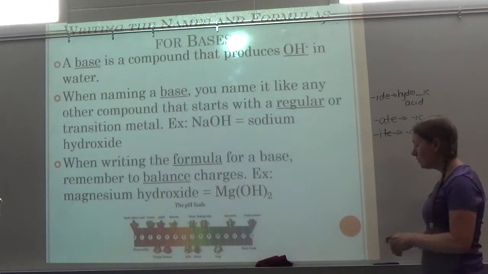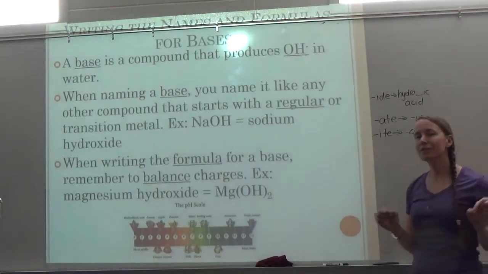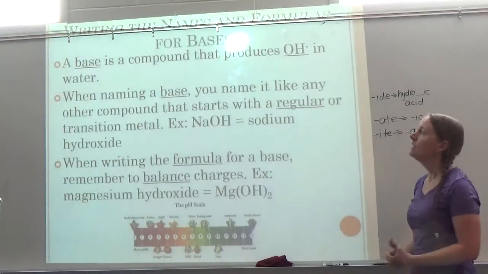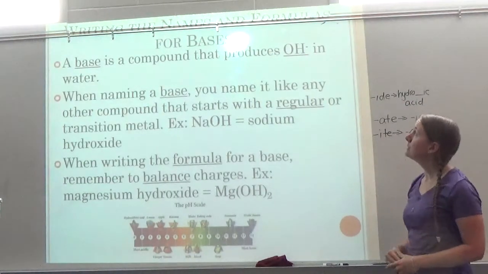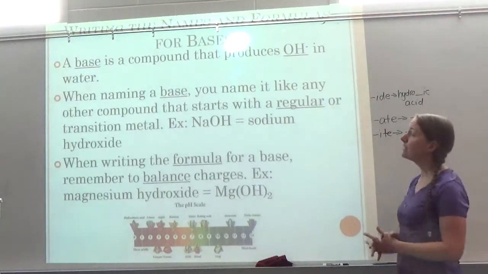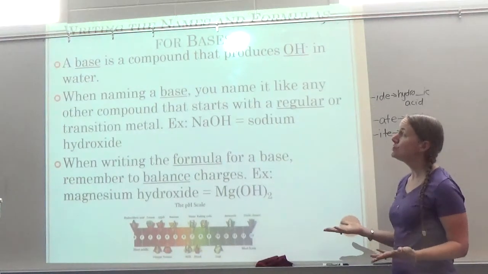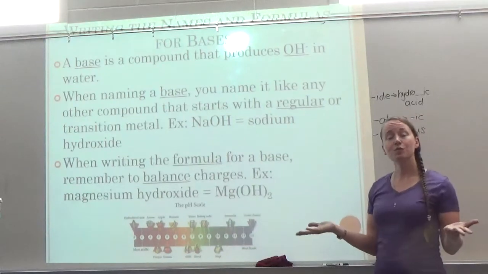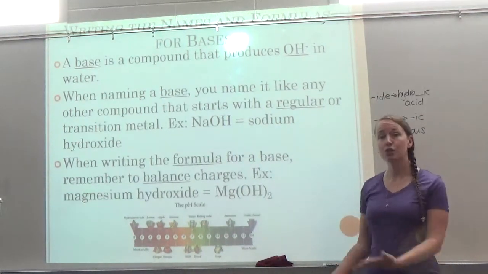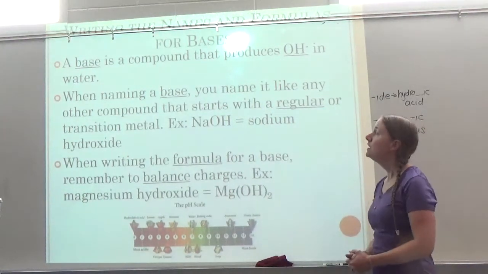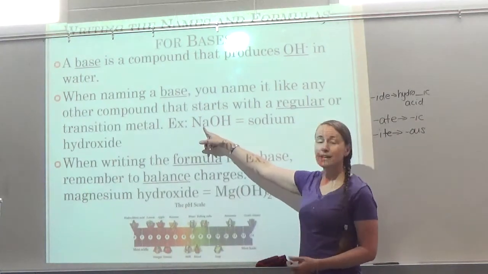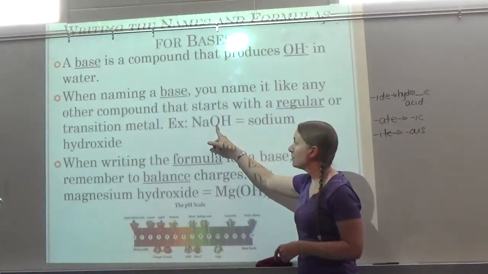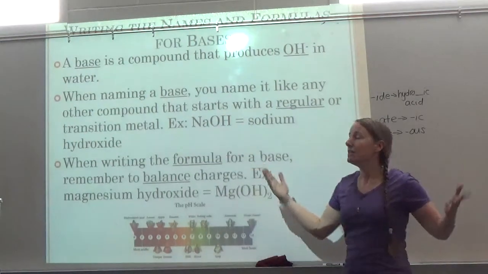All right, so we've talked about acids, so now we're briefly going to talk about bases. We're not going to talk about them a long time because you already know how to name them. A base is a compound that produces hydroxide or OH- ions in water. When you name a base, you just name it like any other compound that starts with a regular or a transition metal. Since we already learned that in section 1 and 2, there's no point in going back over it again. So for example, NaOH. Na is a regular metal, so we just name the metal, sodium, name the polyatomic ion, hydroxide. That's all you have to do.